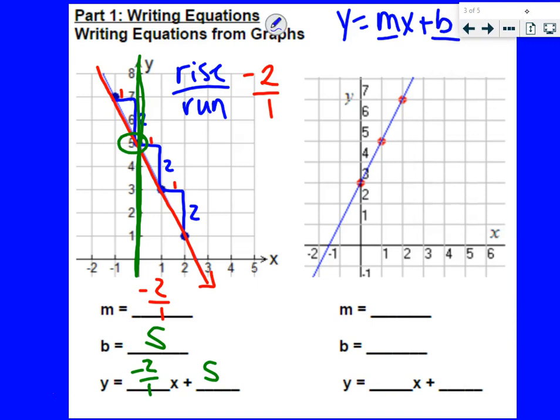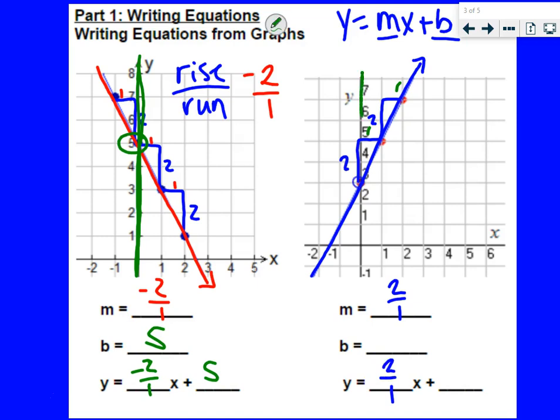Next one, same concept. Make your staircase. This time we're going up 2 each time, and we're going over 1 each time. Slope is 2 over 1. Look at your graph from left to right. Are we going up the mountain or down the mountain? We are going up, so it can stay positive. So our slope is 2 over 1.